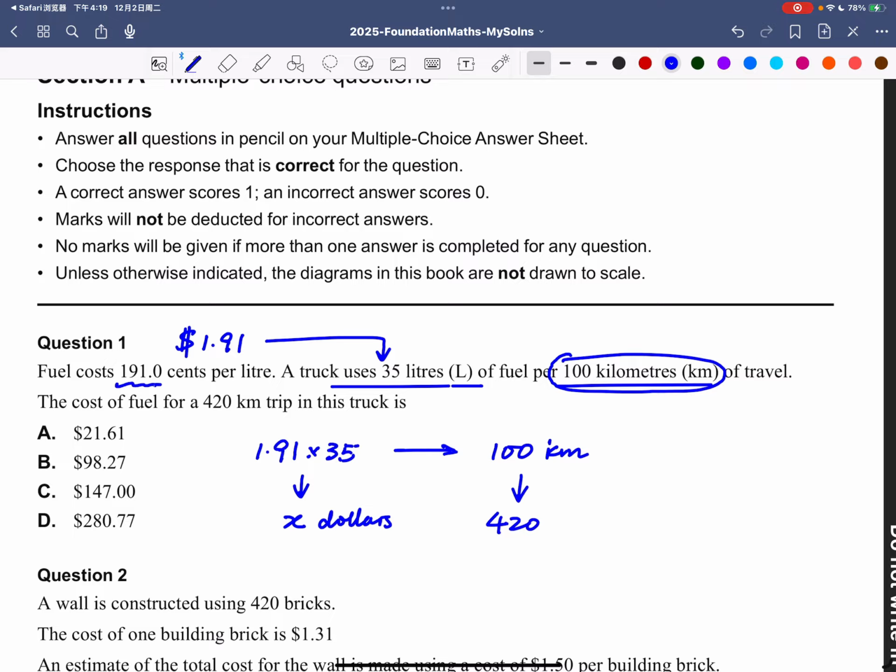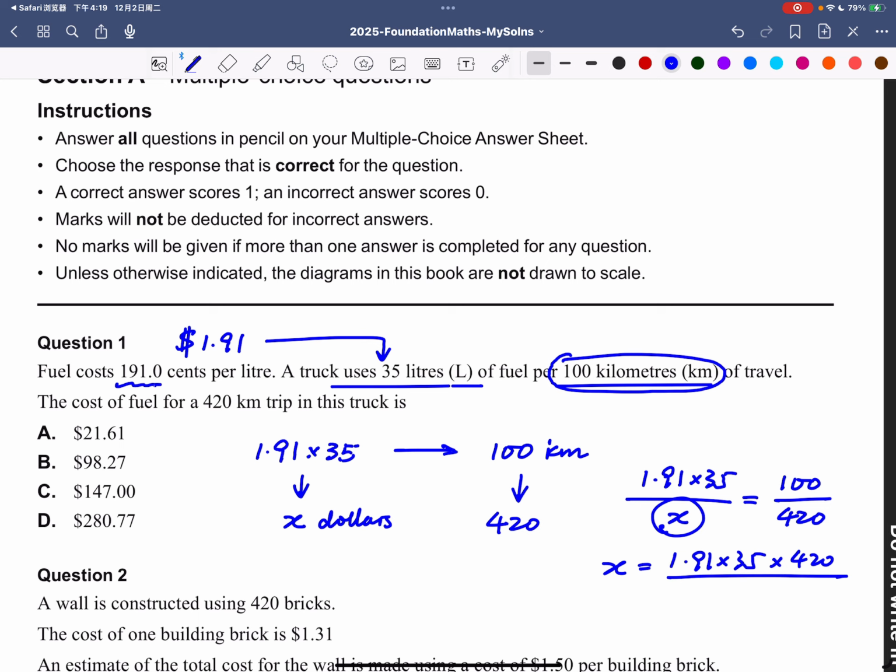For example, I can say 1.91 times 35 divided by X, or I can actually use X divided by this number, but it doesn't matter, equals 100 divided by 420. Therefore, if I want to figure out X, I can say X is 1.91 times 35 times 420 divided by 100, something along this line.